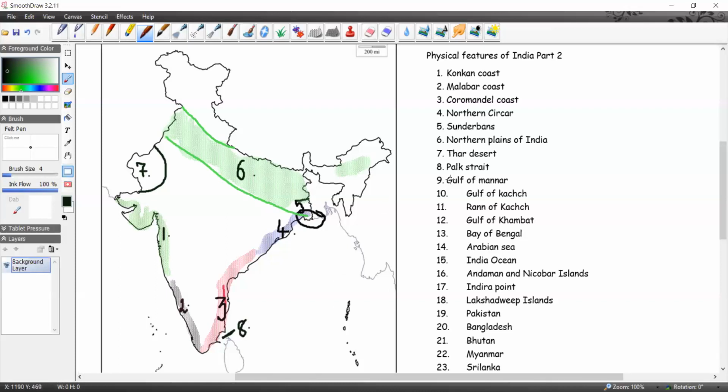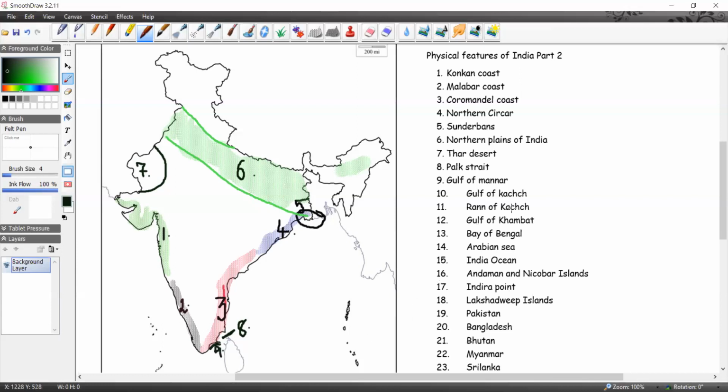And ninth one, Gulf of Mannar. Actually, what is a Gulf? Gulf is a small water body encircled by land on the three sides. When the Gulf is widened, we call it as a bay. But this Gulf is a small water body encircled by land on three sides. So this area is Gulf of Mannar. And this is question number 9.